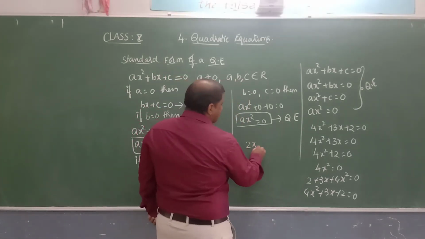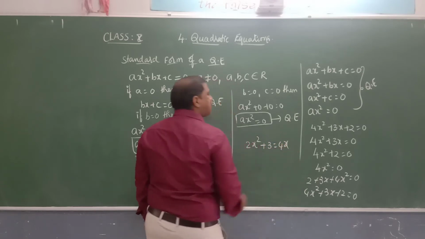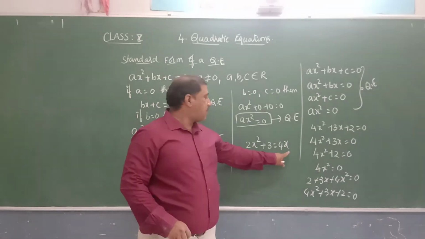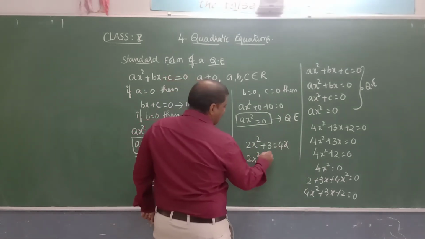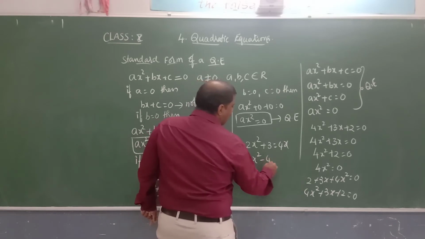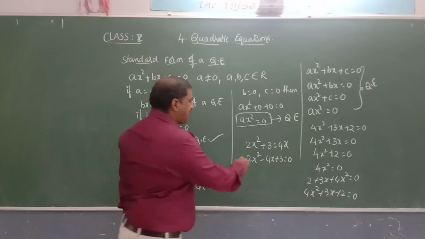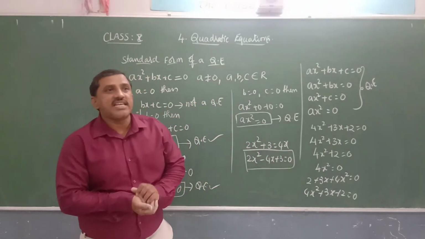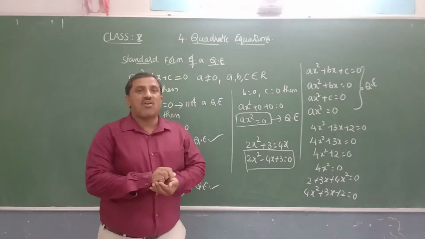Now 2x² + 3 = 4x. This is also a quadratic equation, but it is not in the standard form. By transposing 4x to the LHS, we get 2x² - 4x + 3 = 0. Now this is in standard form. I think you understand which equations are quadratic equations.